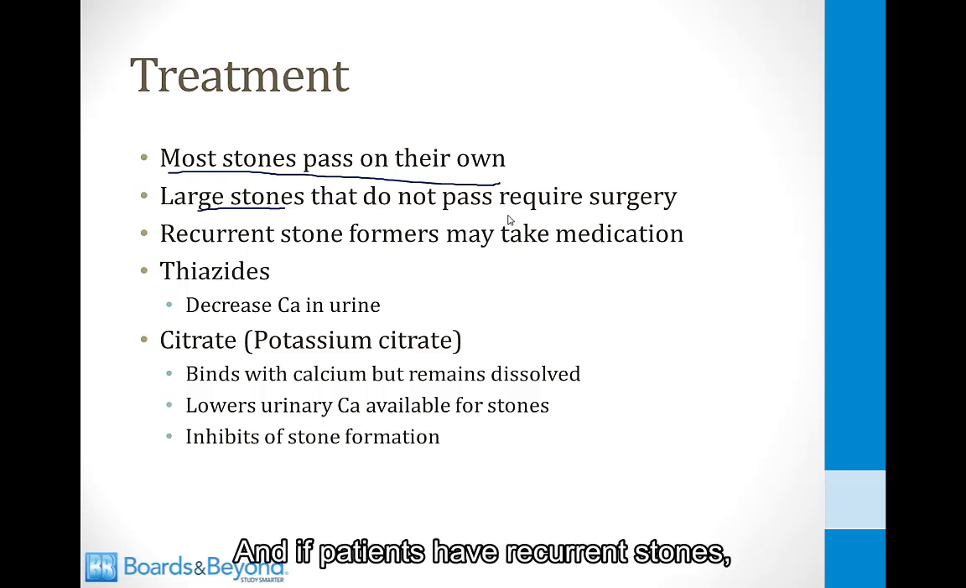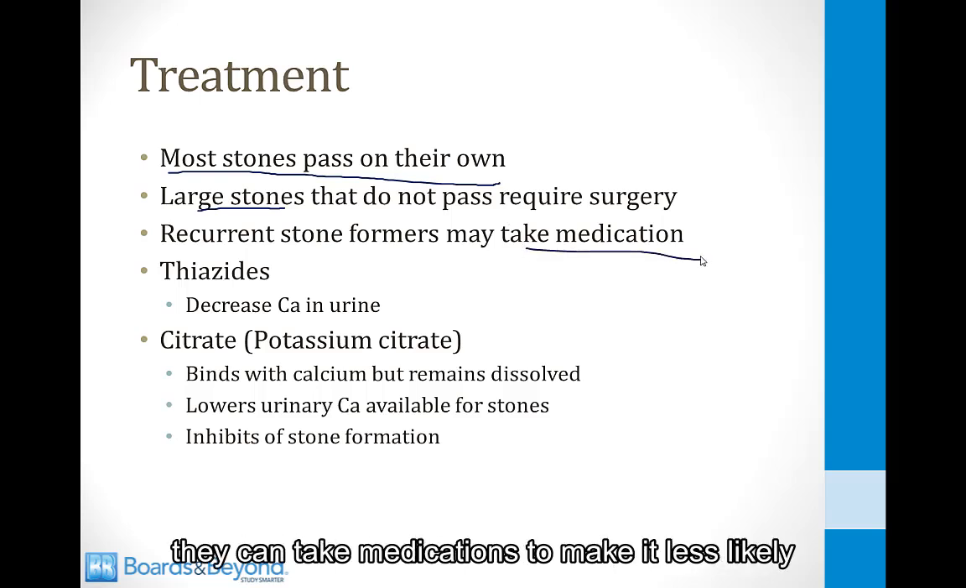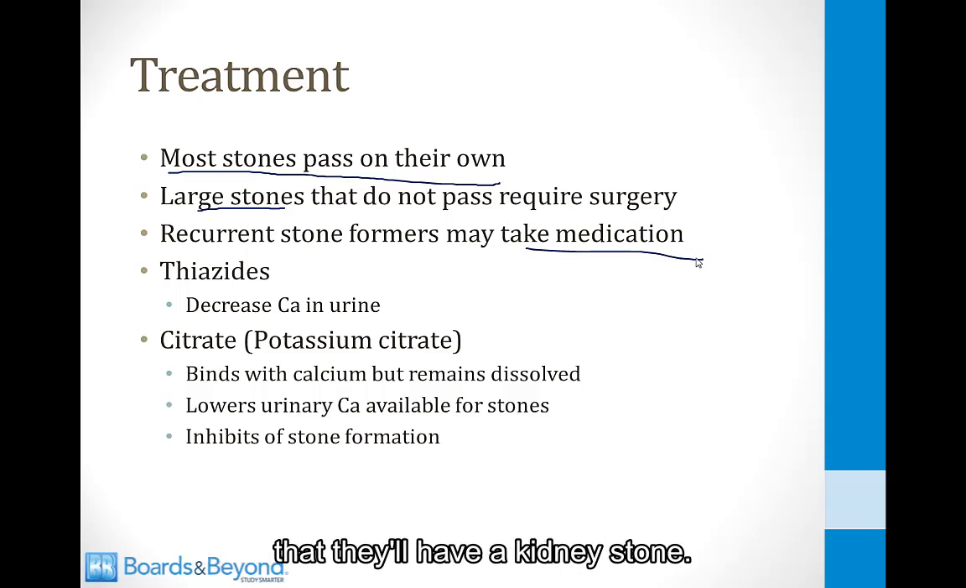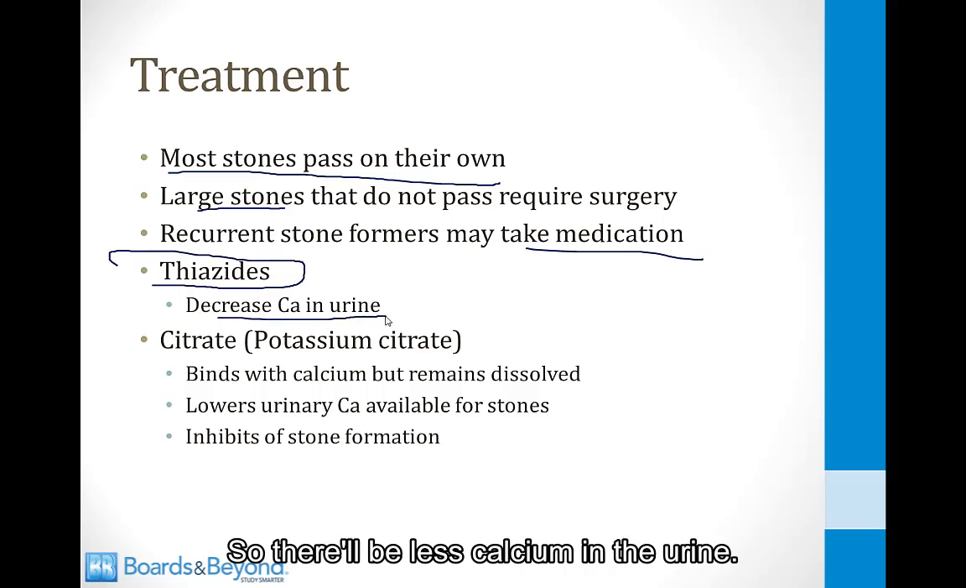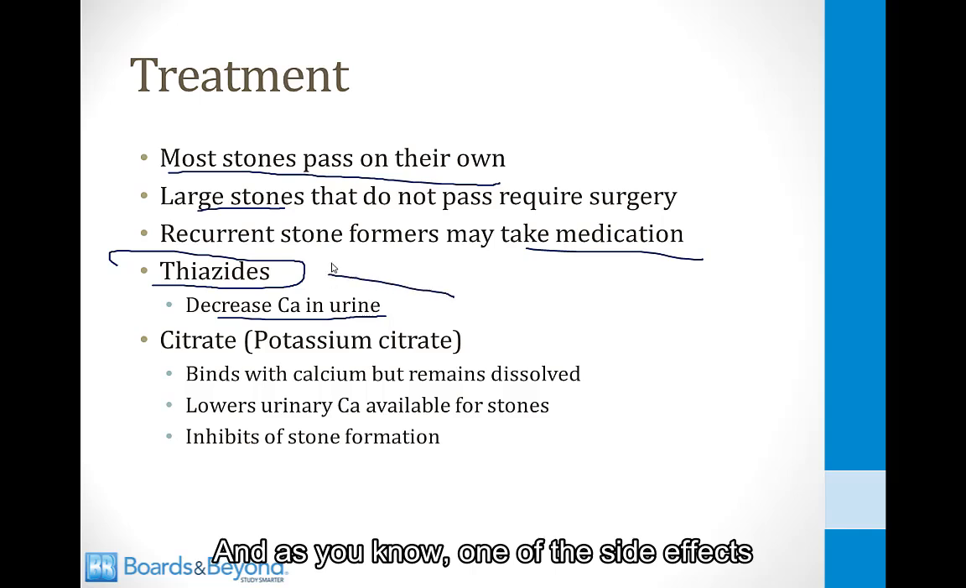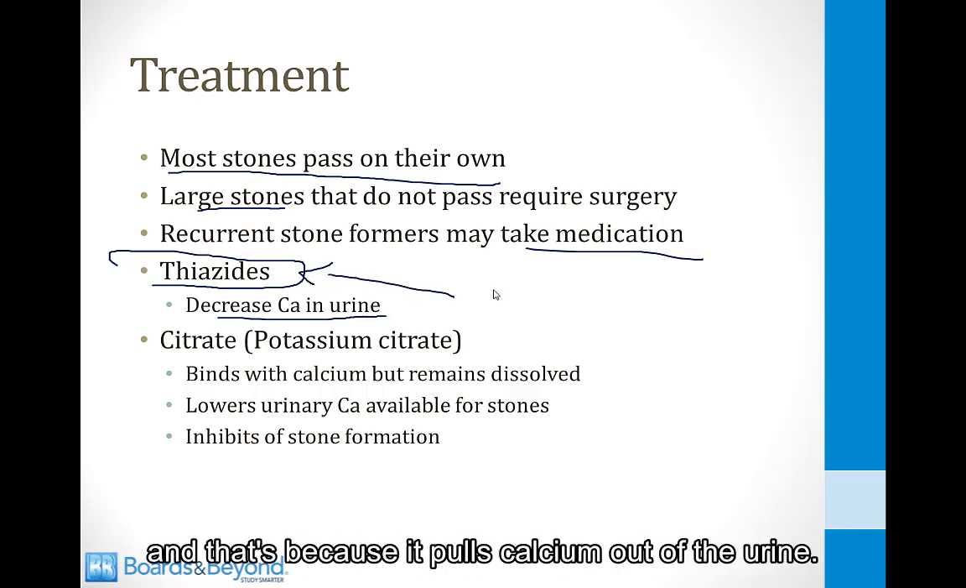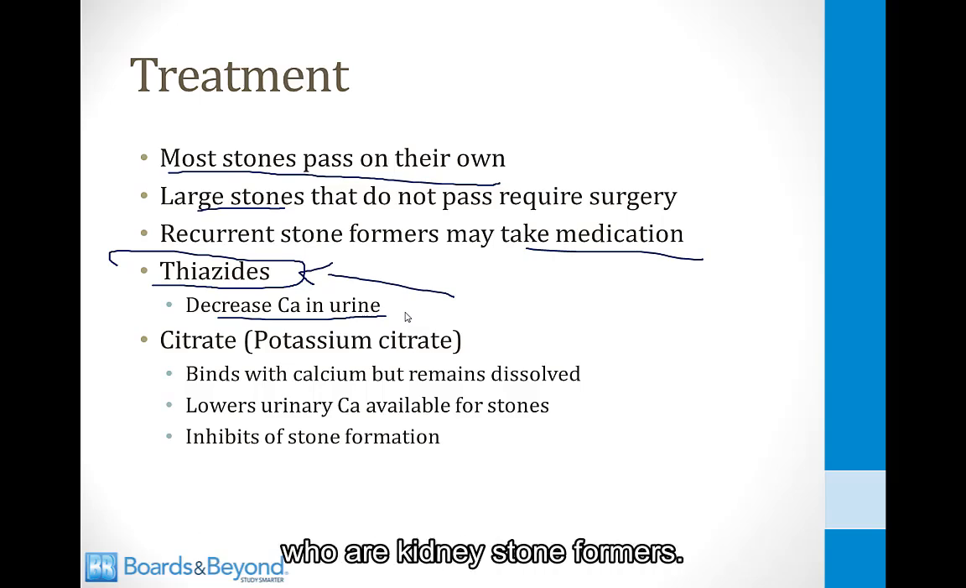And if patients have recurrent stones, they can take medications to make it less likely that they'll have a kidney stone. There are two options for medical therapy. The first are the thiazide diuretics. These cause patients to resorb calcium, so there'll be less calcium in the urine. And as you know, one of the side effects of thiazide diuretics is hypercalcemia. That's because it pulls calcium out of the urine. But that's helpful for patients who are kidney stone formers.